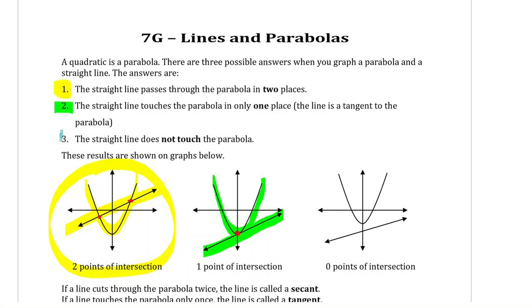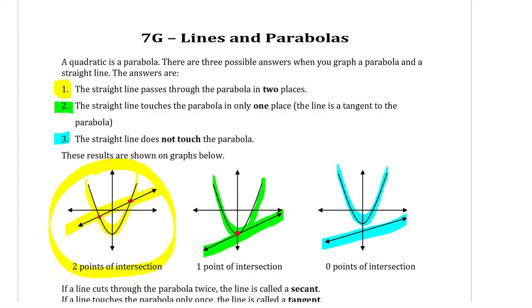And option 3 is that the parabola and the line don't touch at all. So the parabola is either completely above the line, or it could be switched over so that the line is above the parabola if the parabola was concave down. So there are our three options: 2 points of intersection, 1 point of intersection, or no points of intersection. And we would need to determine which one of those is the case and then hence solve to find any points of intersection.